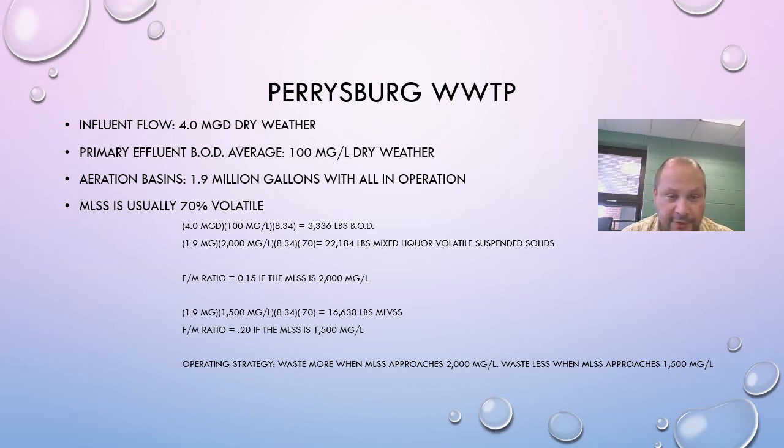This is the last one in my presentation. This just gives you some real, actual operating data from our plant to show you how we do this. With our influent flow at 4 million gallons per day, our primary effluent BOD is typically right around 100 milligrams per liter. So we run that through the F/M formula. We know we have about maybe 3,300 pounds of BOD. Because we know our aeration basin volume, like 1.9 million gallons if they're all in operation, we know that our MLSS is usually 70% volatile content.